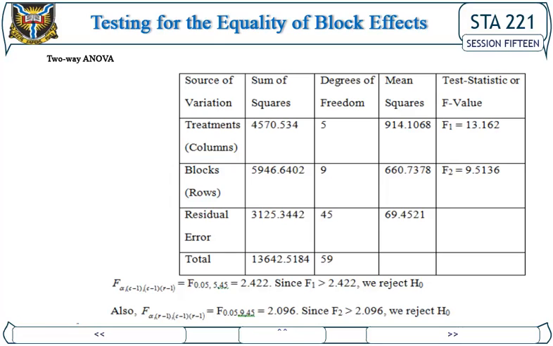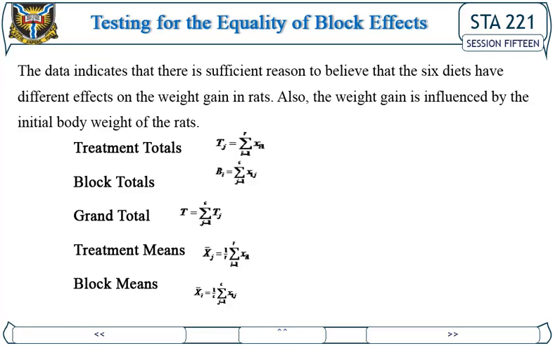Since F1 is greater than 2.422, we reject H0. Also, F alpha with (R minus 1, (C minus 1)(R minus 1)) is equal to 2.096. Since F2 is greater than 2.096, we reject H0. The data indicates that there is sufficient reason to believe that the 6 diets have different effects on the weight gain in rats. Also, the weight gain is influenced by the initial body weight of the rats.